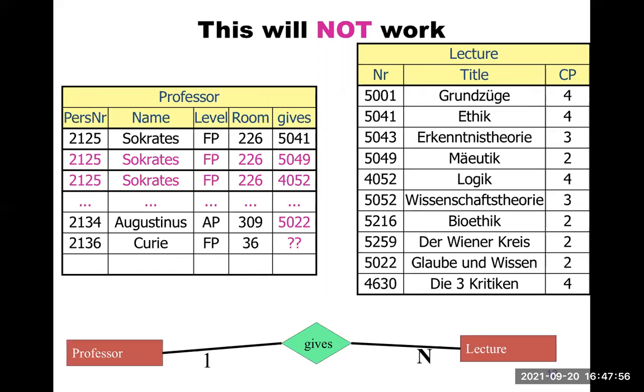And in the reverse direction, that will not work. We can't embed lecture lists or collections in professors. We may finish this table like this: Socrates, who gives this lecture and that lecture and that lecture, multiple records or something else. So that's not a relational way to do it.